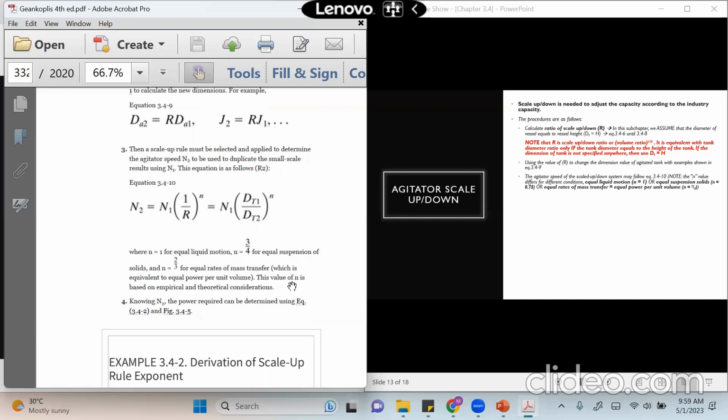Now this value of n is actually based on empirical and theoretical consideration. So if you ask me, Miss, where do you get this value? I don't know. It's based on empirical work, from many research studies and experiments, and then they could find this value. Okay, so if I have a process that I want to scale up with equal liquid motion, then I can use n equal to 1 for this case. However, if in the problem they say I want to scale it up but with equal mass transfer rate, then I can use 2/3 as n, to be input here.